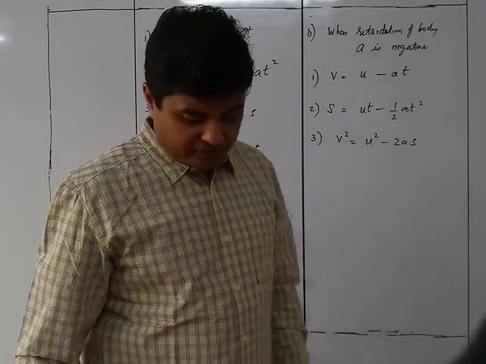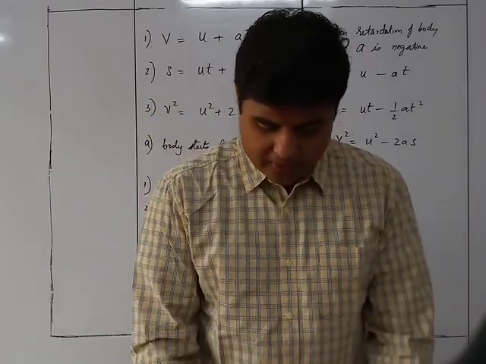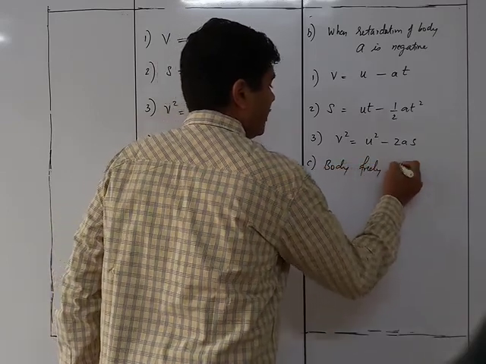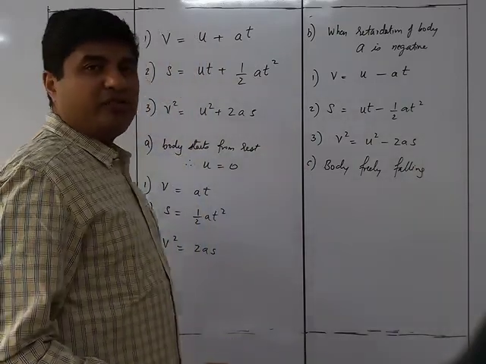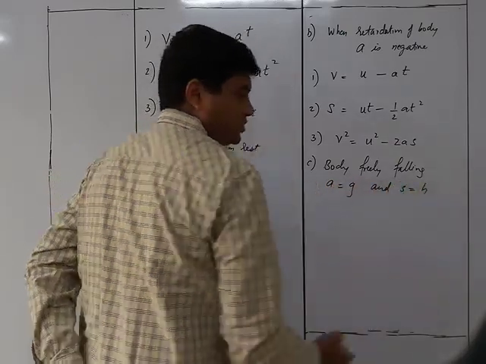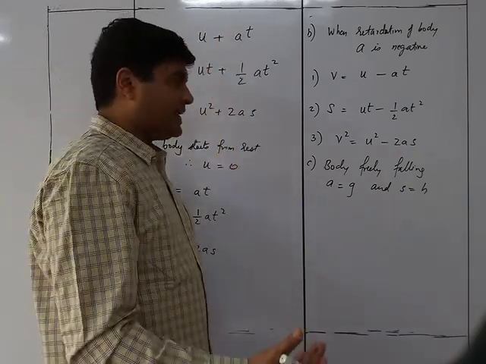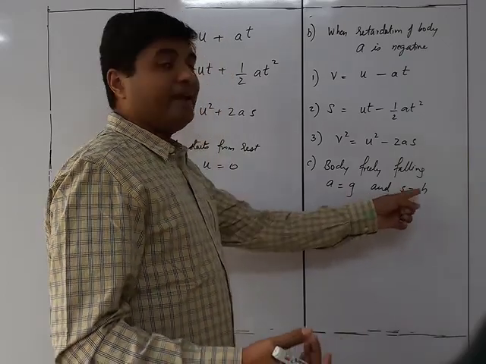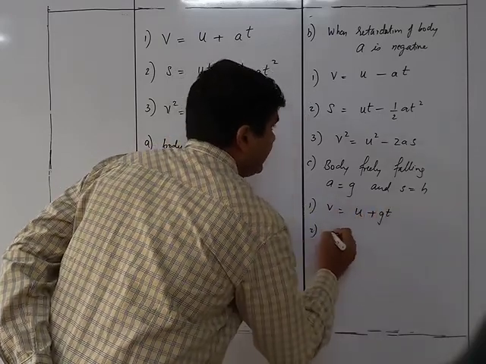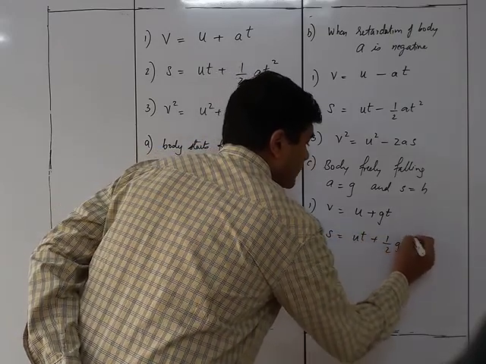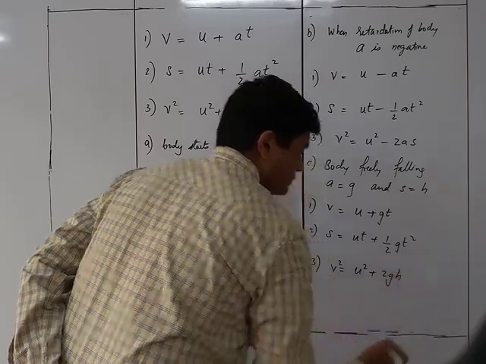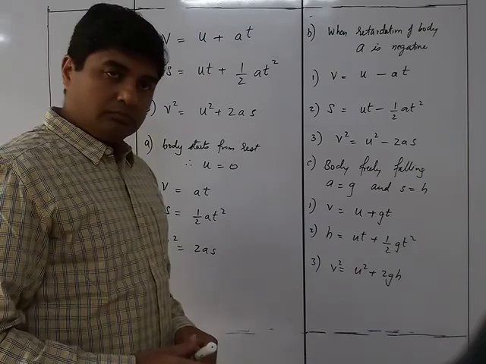We have one more case which is not given in the textbook initially, but it is important and we can easily derive it, and that is when the body is freely falling. At that time we take a is equal to g and s is equal to h, because it is falling down with the help of gravity. Accordingly, v is equal to u plus gt, s is equal to ut plus half gt square, and v square is equal to u square plus 2gh. Here it will be h.